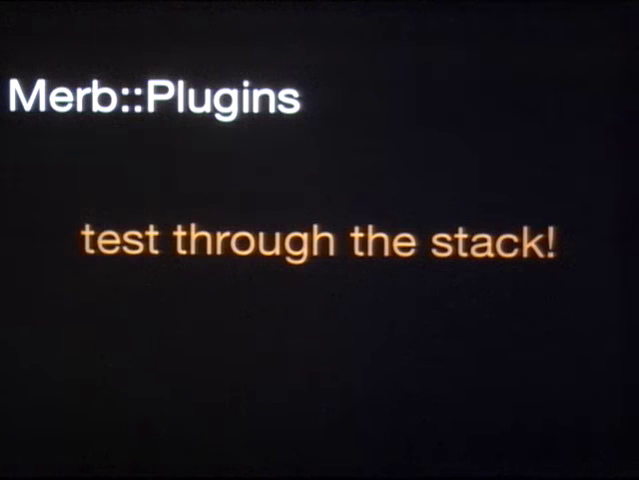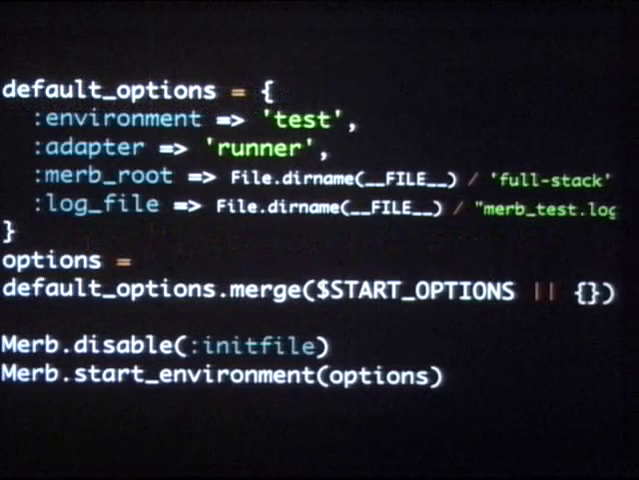We changed the way we were testing plugins in the past, and we're still porting some of the older plugins to the new system. But when you test a Merb plugin, please test through the full stack. And here's an example of how we do it. In your spec helper, you can just set some settings, and you have this Merb disable method that will just not require the init.rb file, and you're gonna start your environment. So every time you're gonna load your spec, you're actually gonna load a real app that in this case is in the folder called full stack.